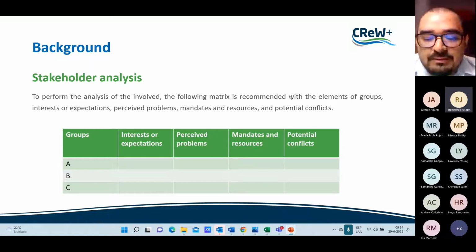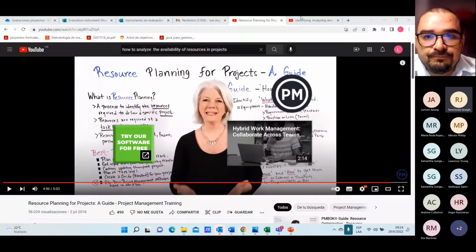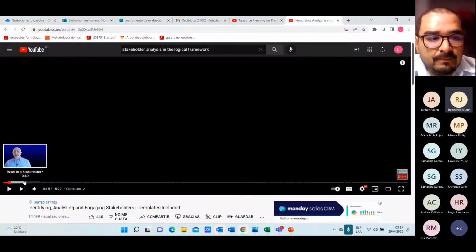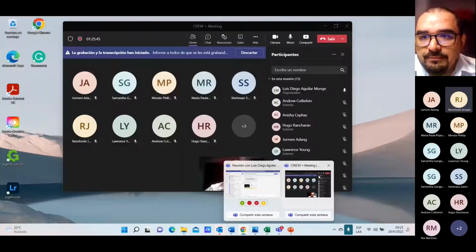And also potential conflicts. We saw this on the second class, but I want to reinforce a little bit the topic with an example of stakeholder analysis using, in some cases, the same columns, maybe adding some different formats of analysis, but essentially the same. So I'm going to show you this. Wait a minute to close my video.